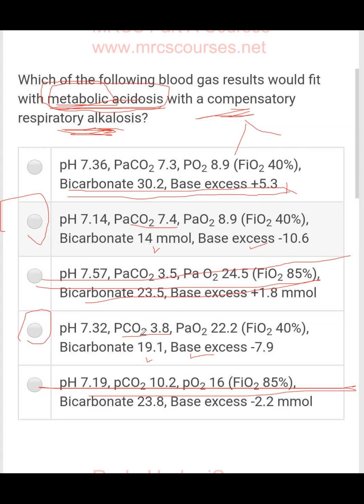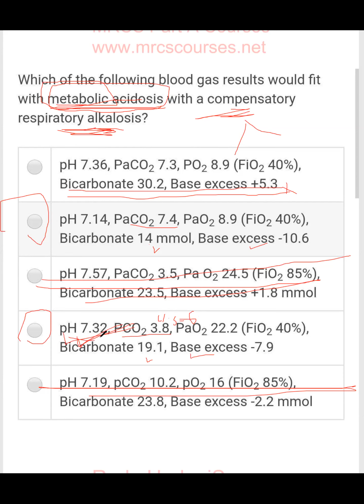In D, it's low. So it should be low in D. Yes, because the normal is 4.5 to 6 kilopascal. So this is washed out. So the answer is mostly D.